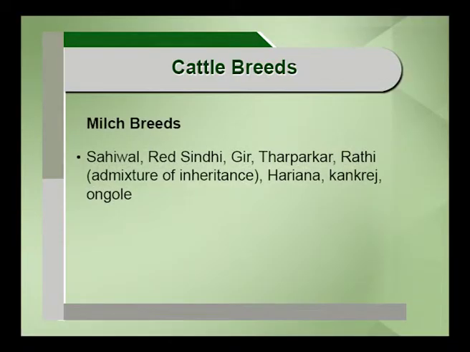And in a nutshell, if I wanted to say, as far as cattle milch breeds are concerned, the main are the Sahiwal, Red Sindhi, Gir, Tharparkar, Rathi. And Rathi, I just mentioned, it's an admixture of inheritance from Sahiwal, Red Sindhi, Gir, the Tharparkar. These all have been admixture. It has been inherited from these particular breeds. There are many more. Ongole is also a very, very famous breed. It's otherwise called the Nellore breed.